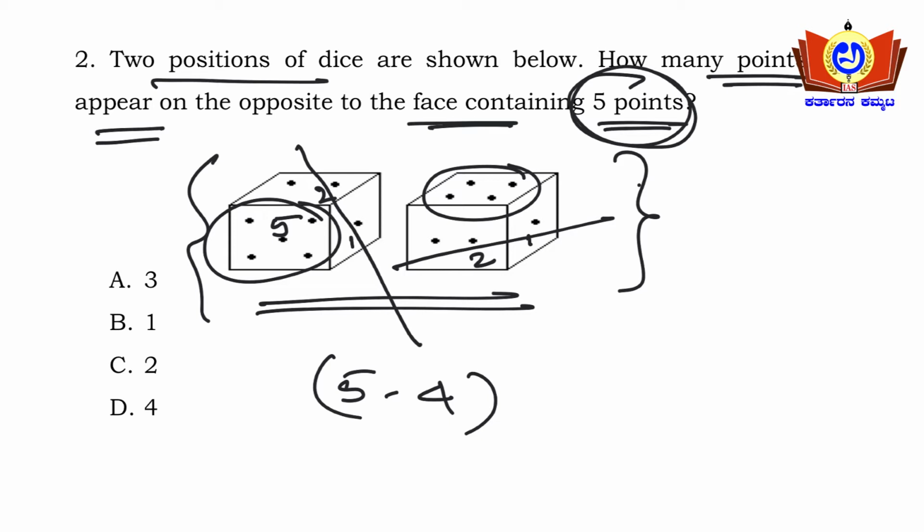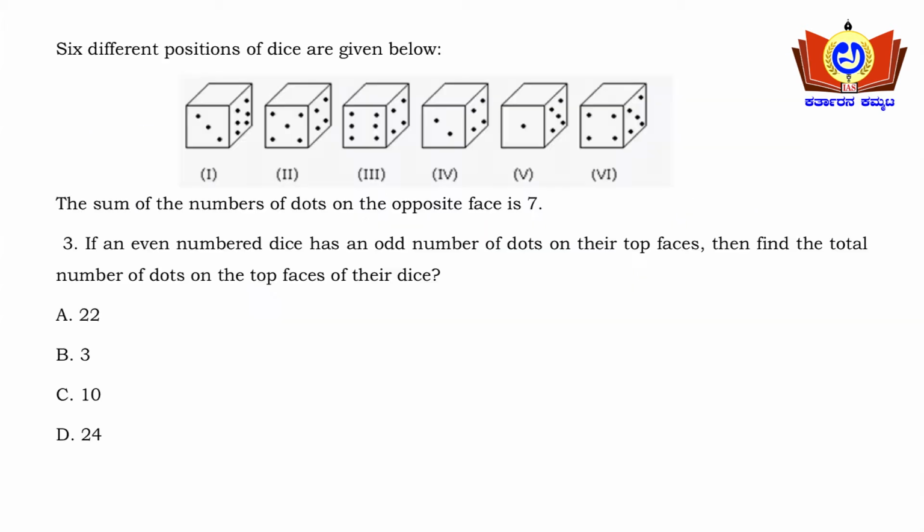This trick will be used only in such conditions, meaning 2 dice are given and 2 faces are shown in these 2 dice. Only then will this trick be useful. So 5 is opposite to 4, so option D is the right answer here. Okay friends, so moving on to the next question.